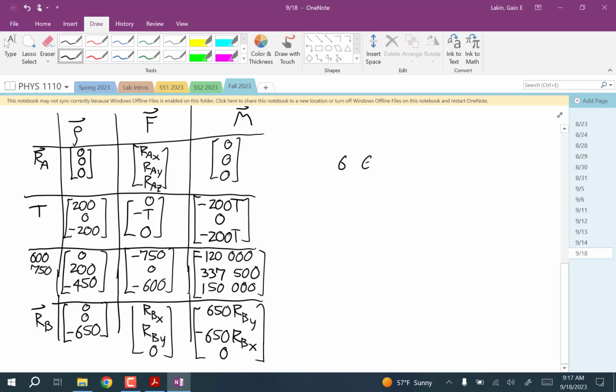Isn't one of the equations negative 200t equals 0? Negative 200t, no. It says negative 200t plus 650 RB is equal to negative 120,000. I think he's talking about the Z. But that's the Z. Oh. That has, okay. 150,000. Yeah.